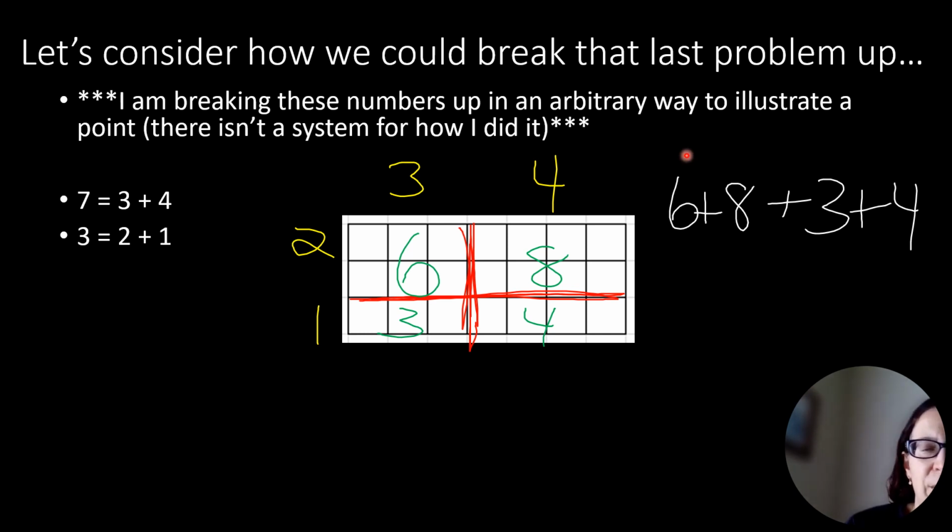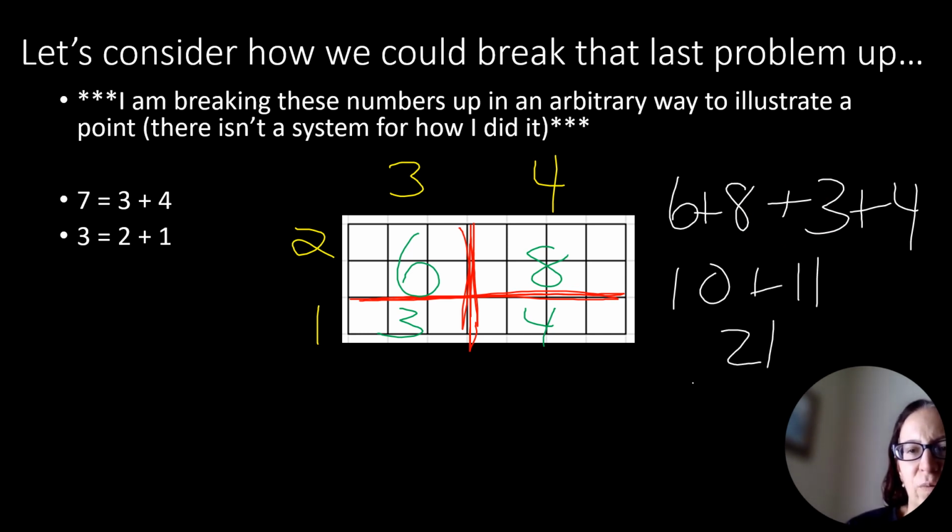And I'm just going to employ a couple of properties of addition. I'm going to do 6 plus 4, because 6 plus 4 is 10. And then I'm going to do 8 plus 3. 8 plus 3 is 11, and then 10 plus 11 is 21.